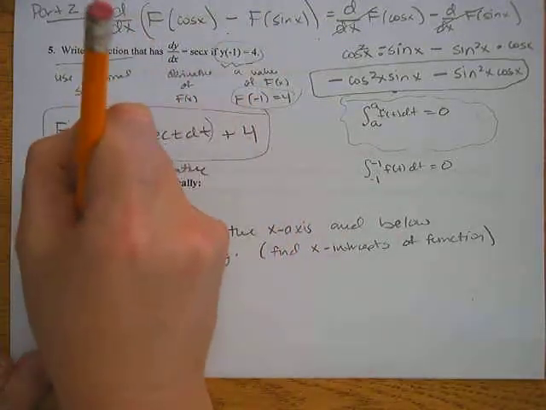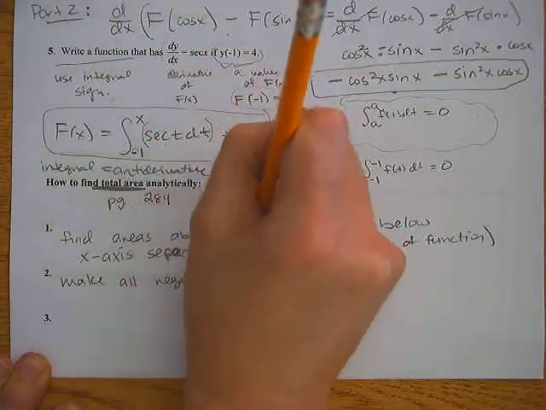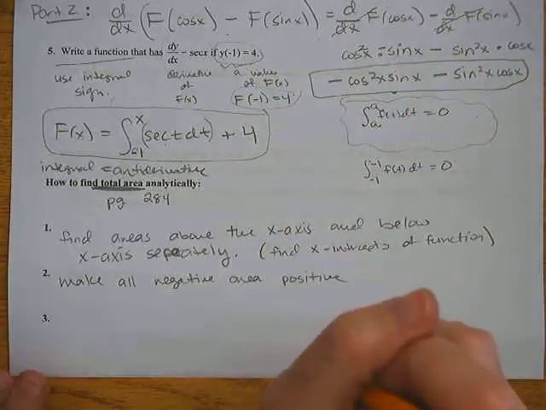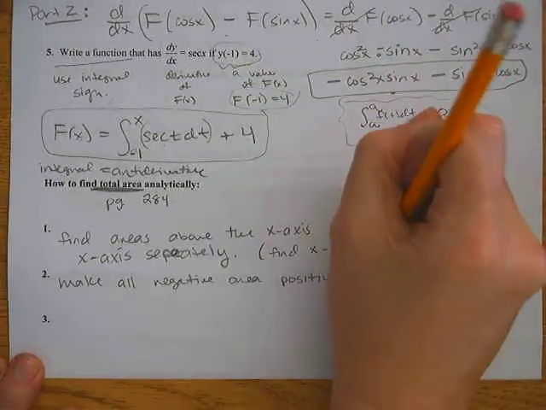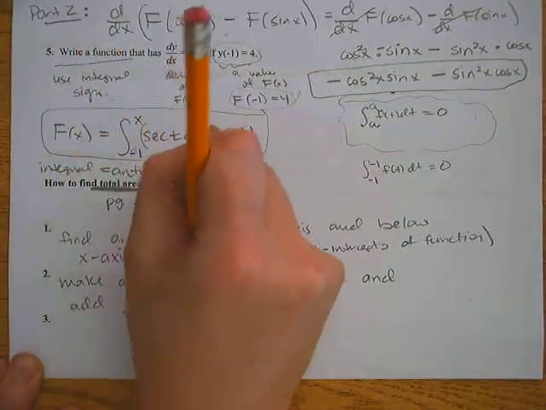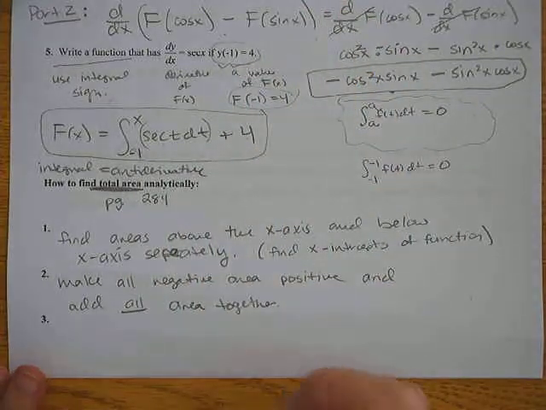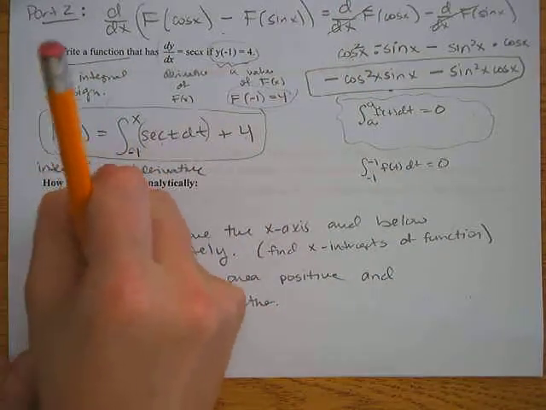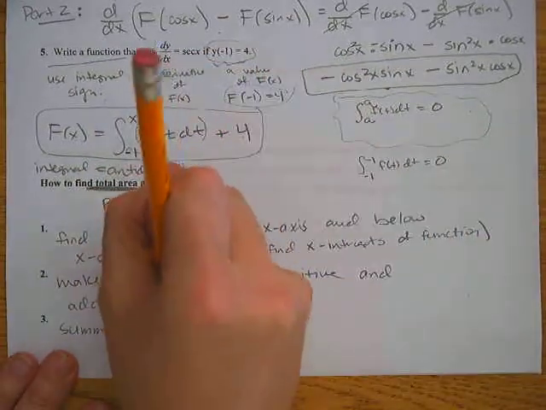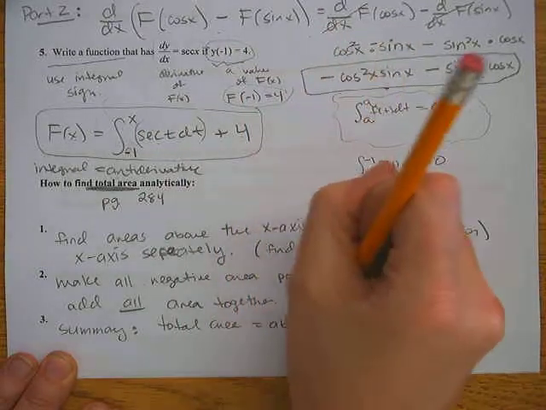You would need to find the x-intercepts of the function to be able to split that up. So you find the x-intercepts, and you can find out what areas are above and what areas are below. You find those separately. And then you make all the negative area positive. You can do that by either multiplying it by -1 or absolute valuing it, and then add everything together.